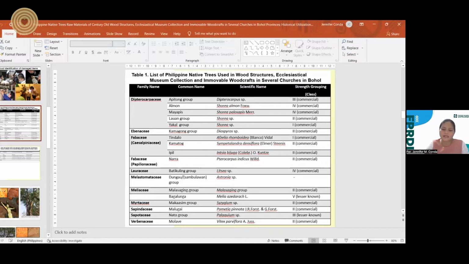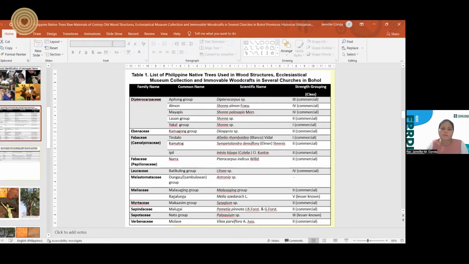Class 3 is medium strength, which is used for medium construction like panels, beams, and floorings. Class 4 is moderately low strength, and we can use this wood for wood carving, sculpture, furniture, and pallets. And for class 5, we have Melia azedarach. It has low strength, and is only used for light construction, like moldings and core of veneers.